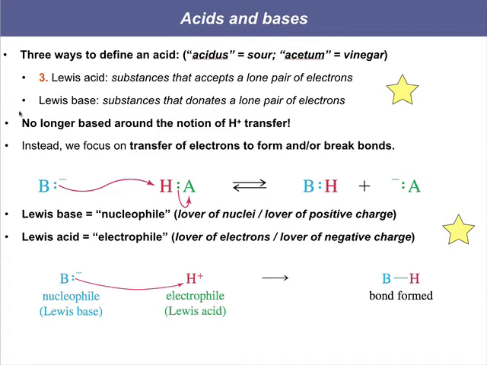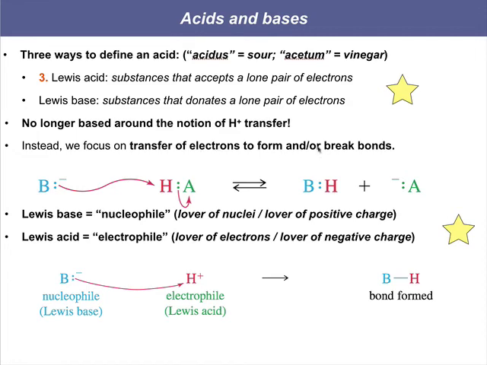So we are moving beyond the notion of H plus being transferred, right? In Bronsted-Lowry acids and bases, we're always looking at where the H plus is going. What's the donor? What's the acceptor? That kind of thing. In Lewis, we are moving beyond that. And rather than focusing on transferring H pluses, we're going to focus on transferring electrons. And when we do that, we are going to be making and or breaking bonds.